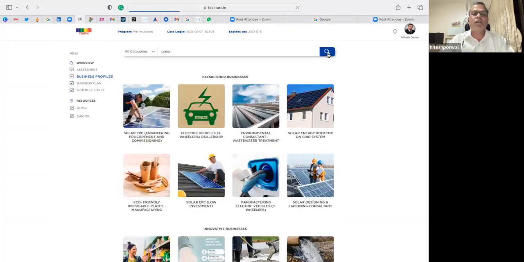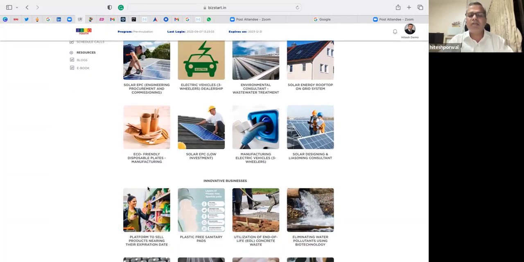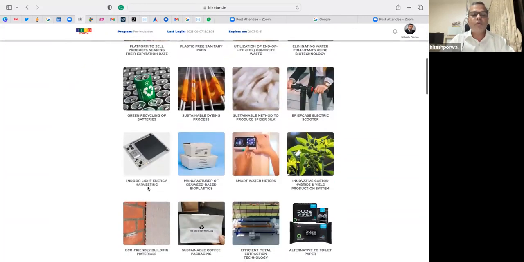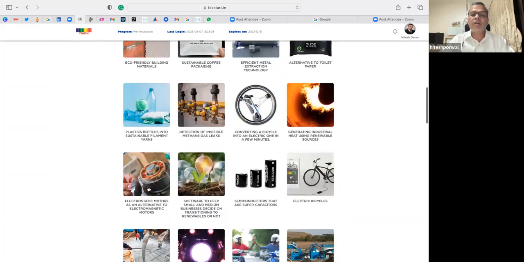आजकल green business बहुत चल रहा है, right? तो green business में, established business में आप solar business कर सकते हो, ई व्हीकल कर सकते हो, इको फ्रेंडली डिस्पोजेबल प्लेट्स कर सकते हो, कितना इन्वेस्टमेंट लगता है, ऑल दैट. इनोवेटिव में, ग्रीन बिजनेस में, there are many opportunities across industries, right?